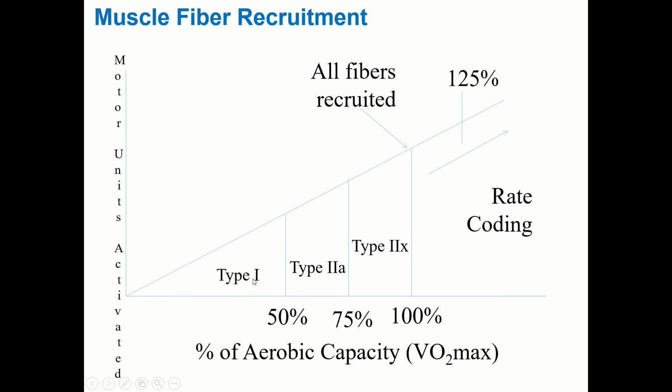Now when they transition and they start running, so faster than 9-minute miles, but slower than 7:30, so kind of in that 8-minute range, now they're using type 1 and type 2As. And anytime they're running faster than a 7:30 mile during their training, they're going to also be incorporating their type 2X. Well, why does that matter?